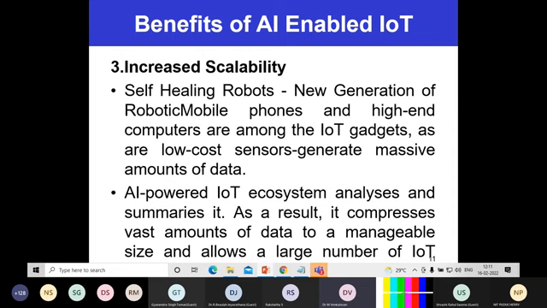See, today the complete economy of the world is driven by data. In earlier days, people used to say that oil is the factor which determines the economy of the world. But now oil is replaced by data. So the complete economy of the world is driven by data.